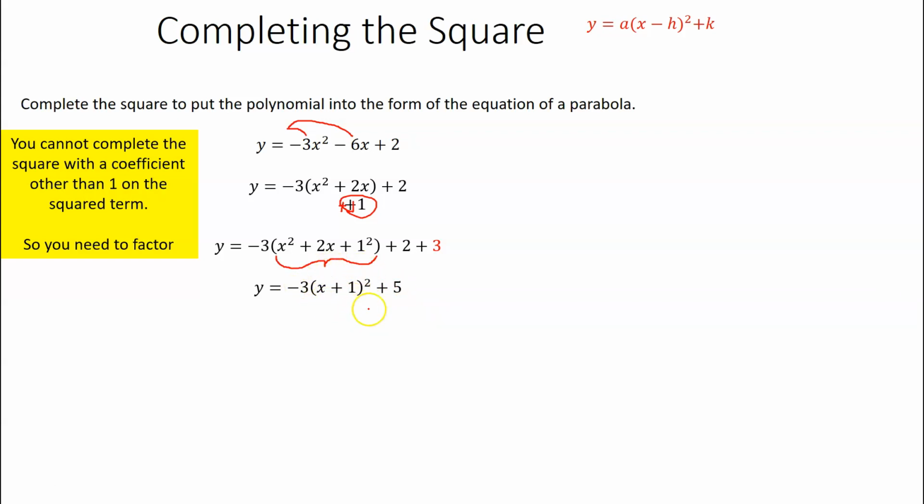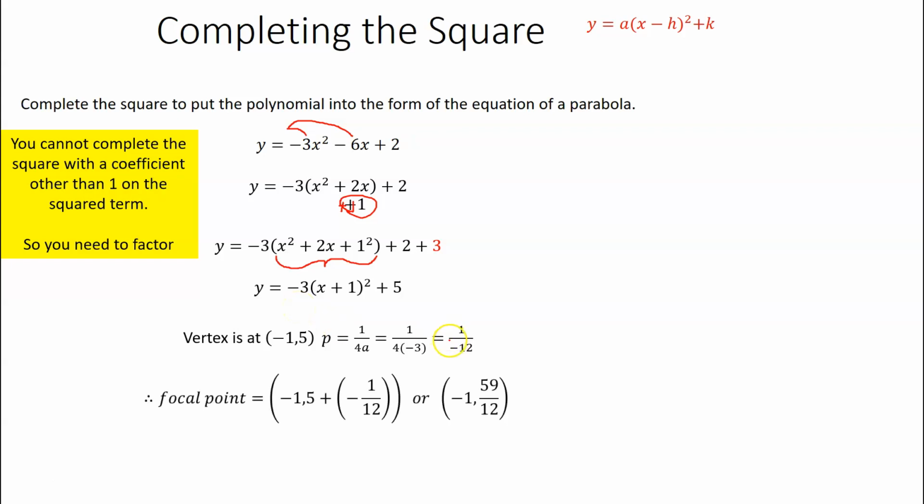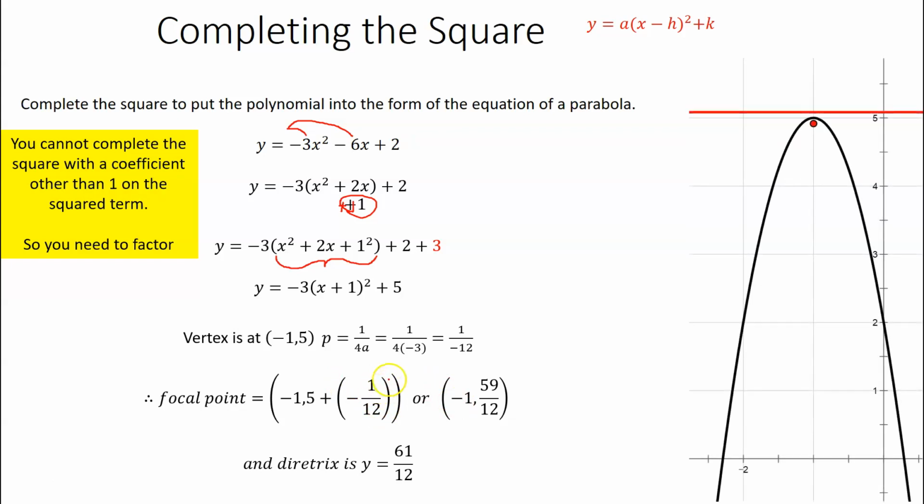Now I know things. I know that my vertex is at negative 1, 5. I know the A, so from the A I can calculate the focal distance P. And we're practically done with this thing. There's your focal distance. And so we know where the focal point is, and we know where the directrix is. I'm getting the 1, 5 plus. Okay, so I'm just taking these negative 1 and the 5, and I'm adding and subtracting 1 12th. That's what I did there if you're wondering how I came up with that.